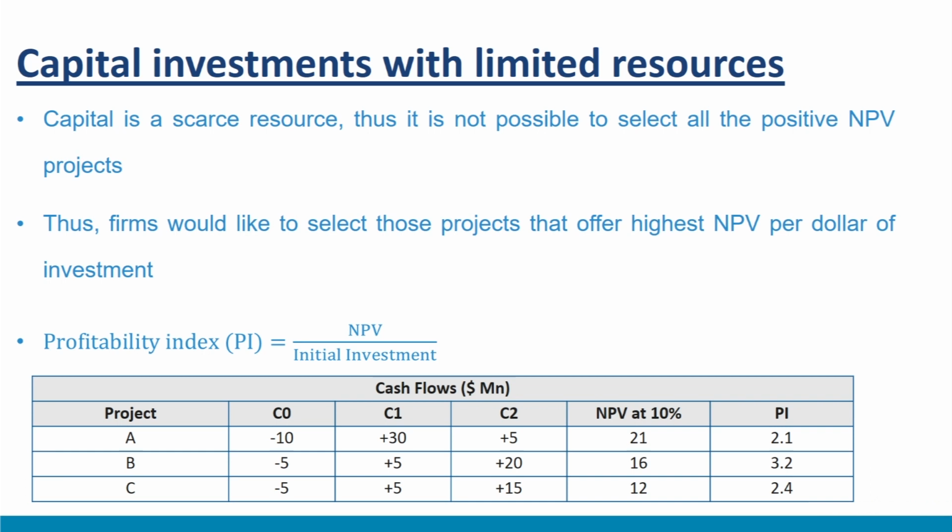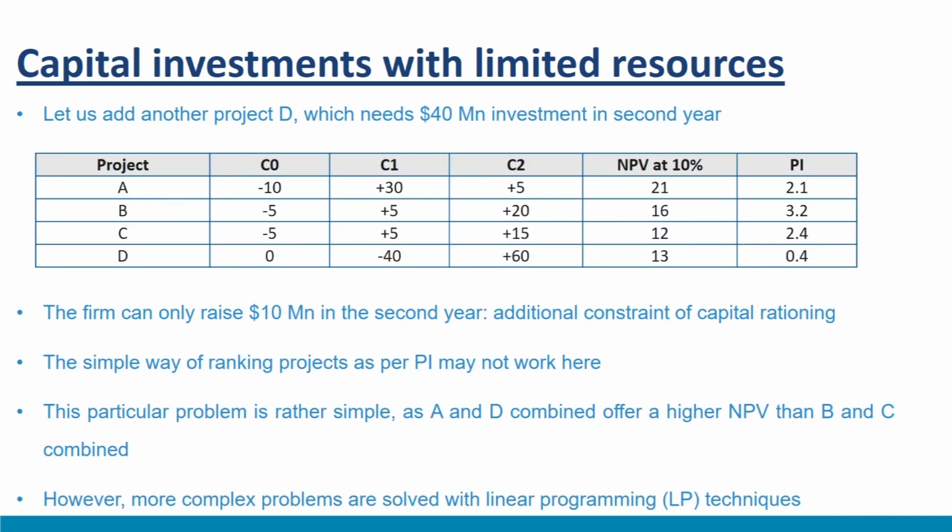For these projects A, B, C, the PI is computed as shown in the table here. As per the PI criteria, you would first select project B and then C. Therefore, if your budget limit is $10 million, we should accept only the two projects. However, real life examples are not so simple. Let us see a more involved example here.